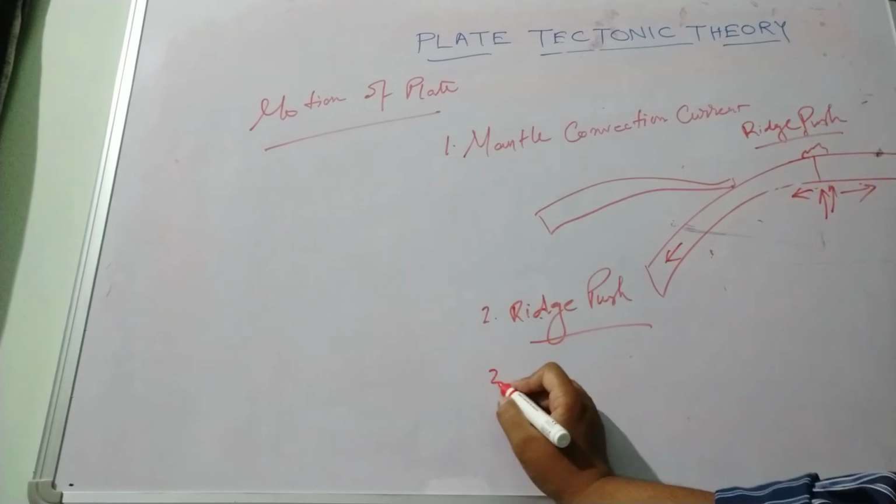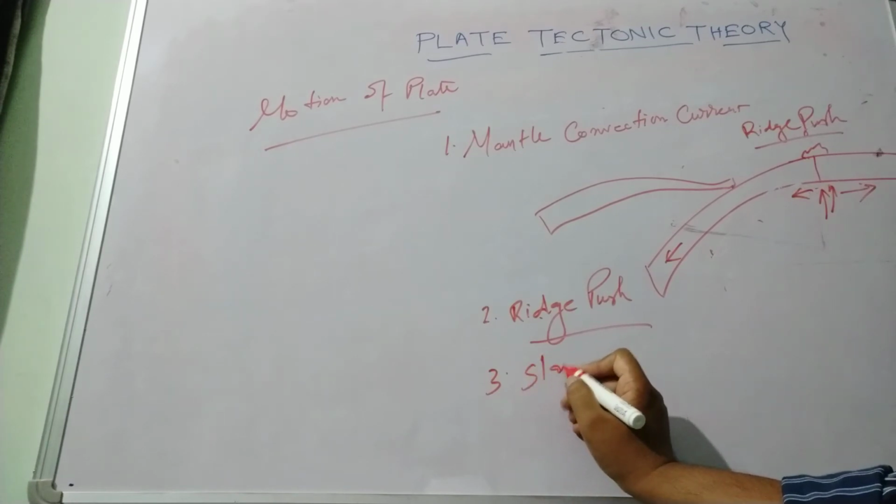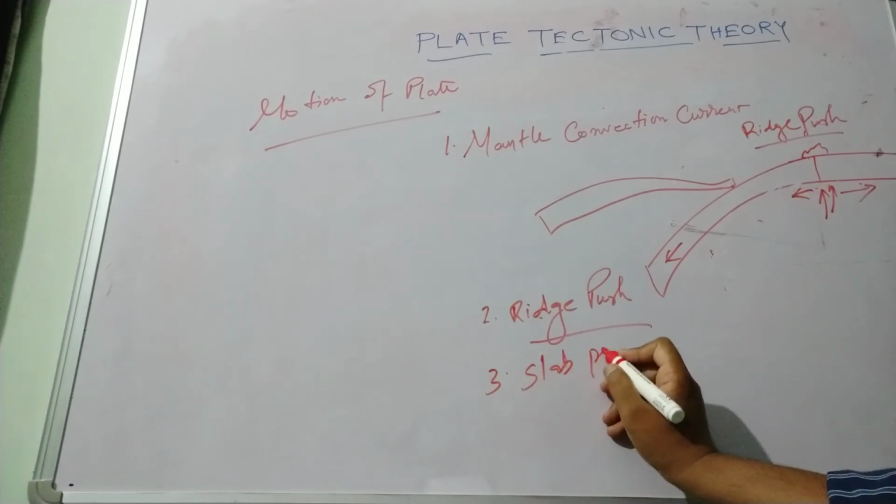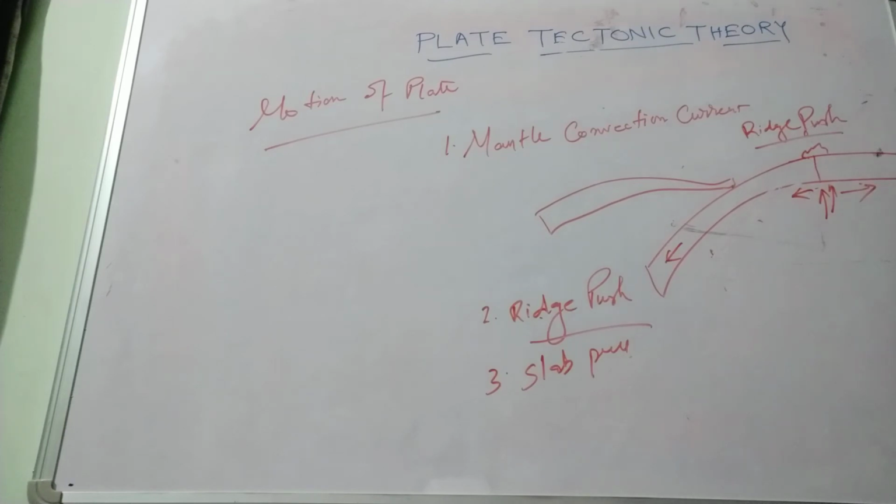The third one is the slab pull. Here the older and colder plates sink down at the subduction zone. This is the zone where the denser plate is subducted under the lighter plate, and this cooler plate causes the movement of the plate.